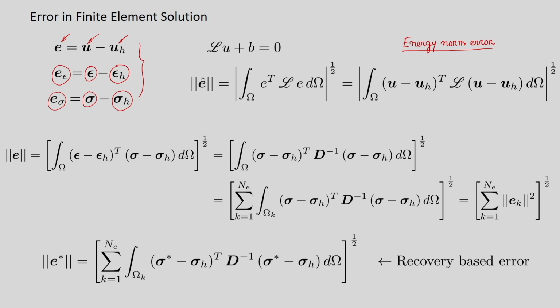Okay. So, in order to find out a scalar measure of the error, what we generally do is, suppose L is a differential operator operating on the unknown u plus b is equal to 0. So, that is the governing differential equation. In that case, we will find the dot product of E with the operator L operating on E. So, dot product of these two.